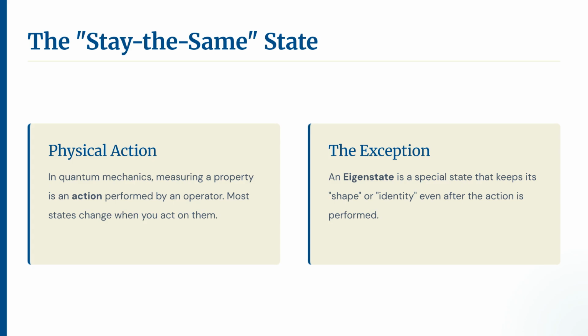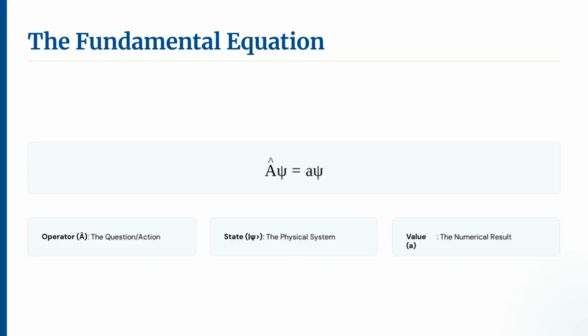In quantum mechanics, physical action is performed by an operator and typically changes a state. An eigenstate is the exception. It keeps its shape or identity even after the action is performed. This leads us to the fundamental equation. Operator times state equals value times state.